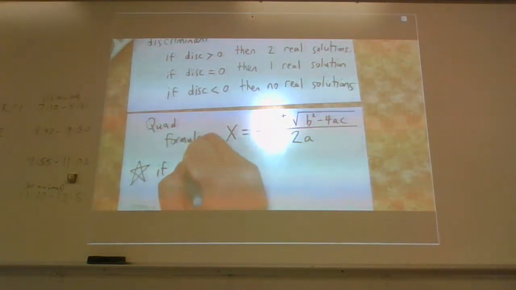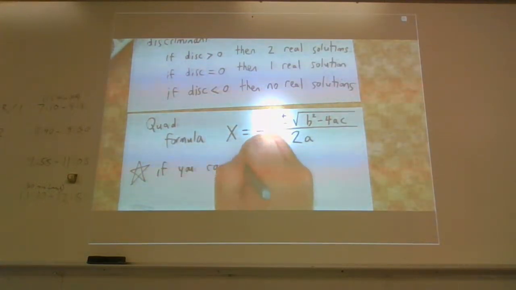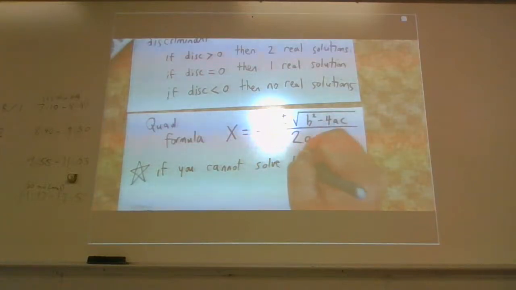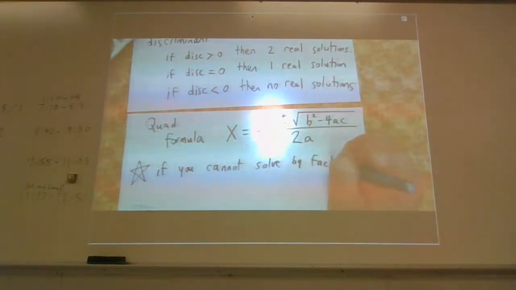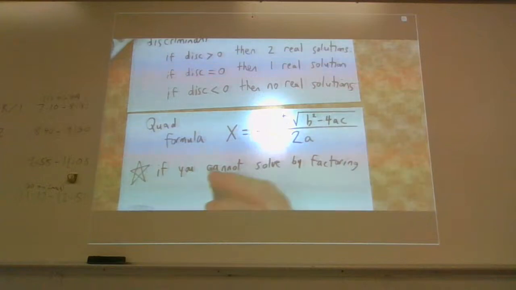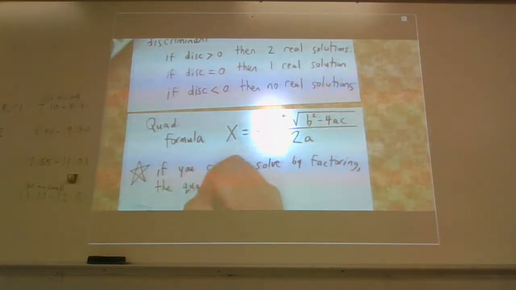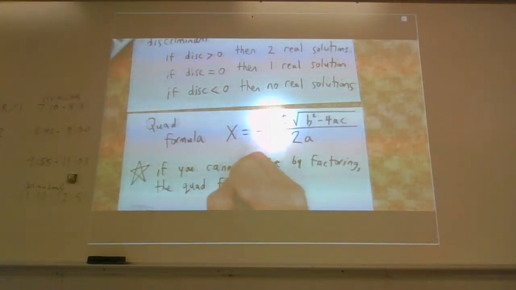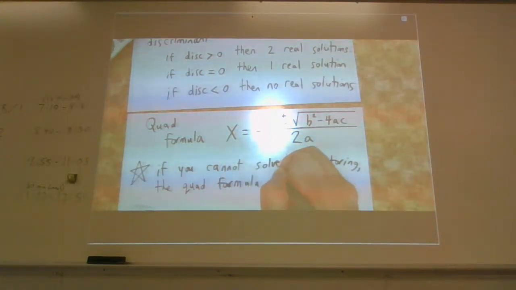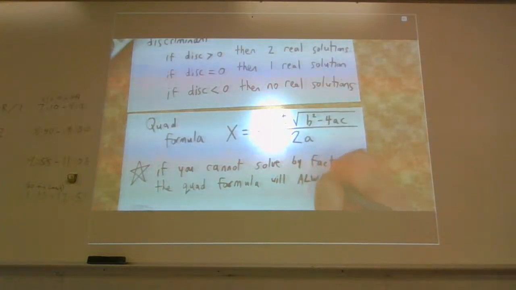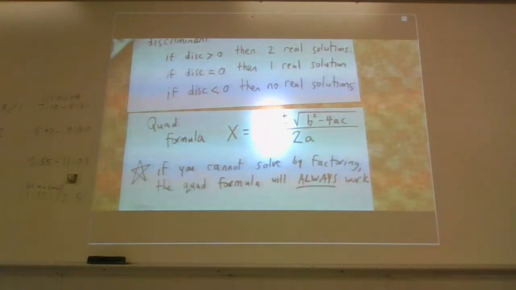If you cannot solve by factoring, the quad formula will always work. If you cannot solve by factoring, the quad formula will always work.